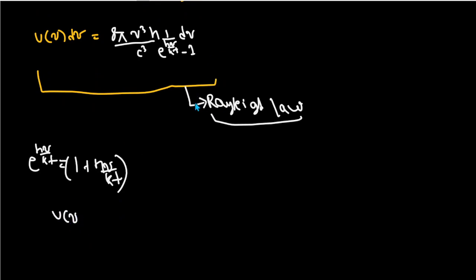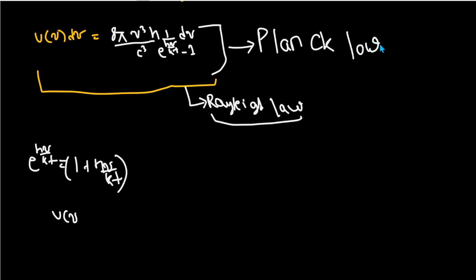So this is Planck's law, this is not yet the Rayleigh-Jeans law. This is Planck's law, and we derive the Rayleigh-Jeans law from Planck's law. This is the meaning of this.